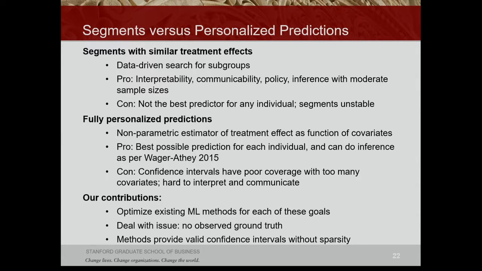We're going to deal with an issue that there's no observed ground truth. That is, if you're trying to do causal inference, you don't actually know what the right answer is. And our methods are going to provide valid confidence intervals without sparsity.